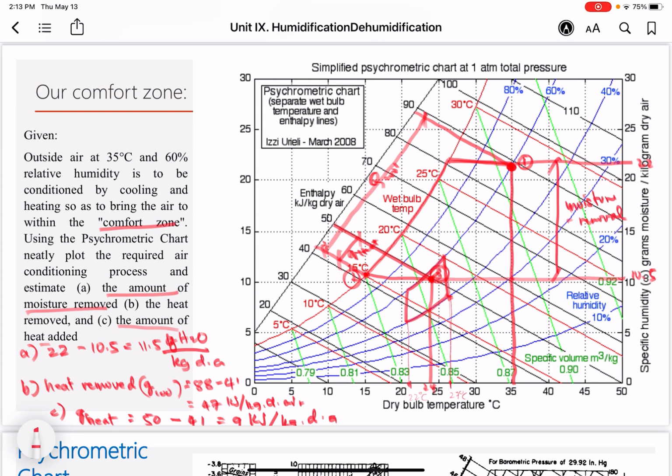So, you take note of the procedure that you've undergone. From your 35 degrees centigrade outside, 60% relative humidity, for you to be able to go to your comfort zone at around 24 degrees in between your 40%, 60% relative humidity, for you to be able to get to this, you remove first moisture. Moisture removal, then you go cooling, and then heating. So, those are the three procedures. Okay? So, gamay nyo na yung psychrometric chart.